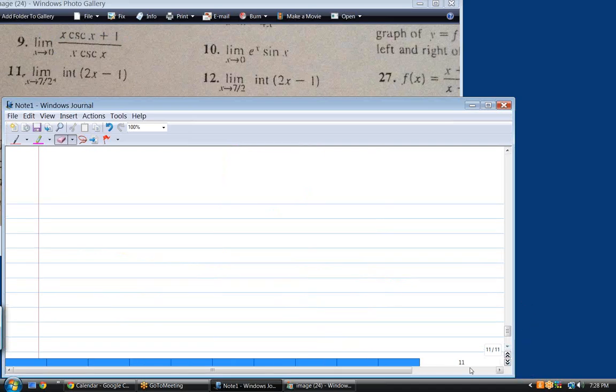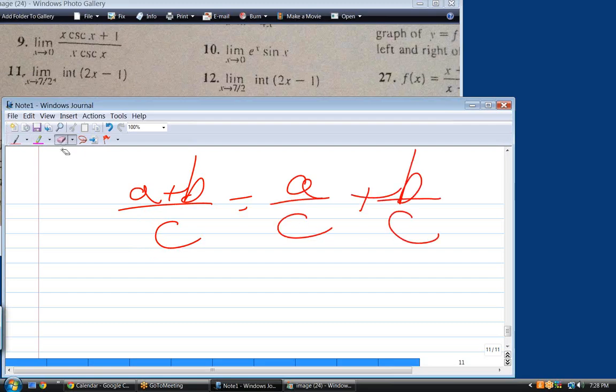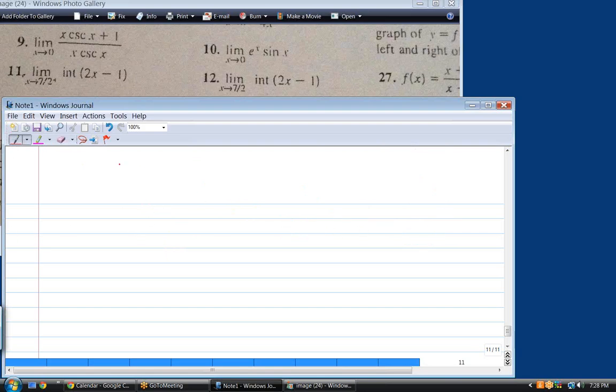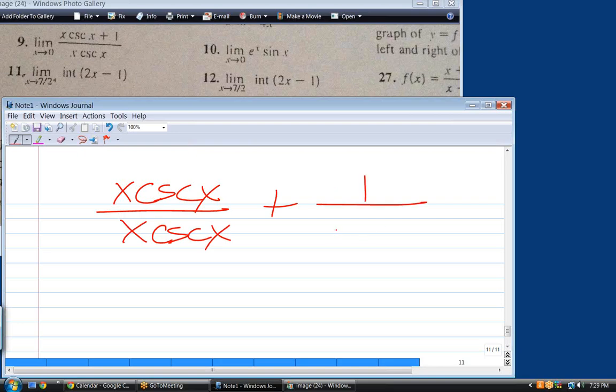Well, let's see if we can't simplify this expression. What is this equal to? 2 fractions. What I've written on my page, separated into 2 fractions. A over C plus B over C. Okay, now separate what you see on the screen into 2 fractions. X times the cosecant of X over X times the cosecant of X plus 1 over X times the cosecant of x. Okay. That actually helps a lot.